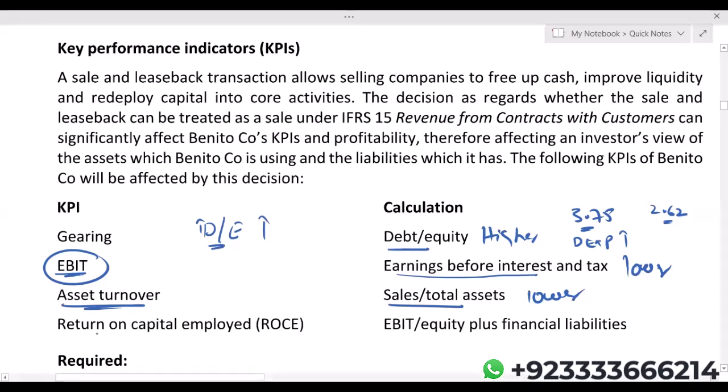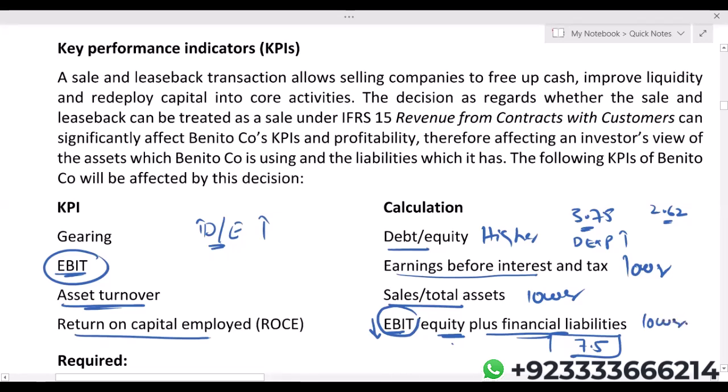Okay, now return on capital employed. Earning before interest and tax divided by equity plus financial liability. Now please try to understand what is happening. Number one, can I say when transfer is not qualifying as sale, your profitability will reduce due to higher depreciation. Plus, it says equity plus financial liability. Can I say your financial liabilities will increase by 7.5 million? So very important point. ROCE will be reduced. Why it will be lower?